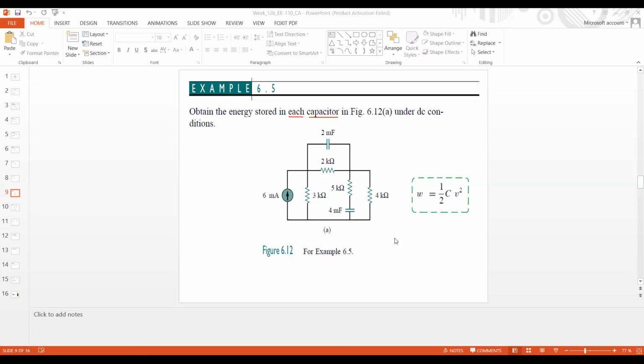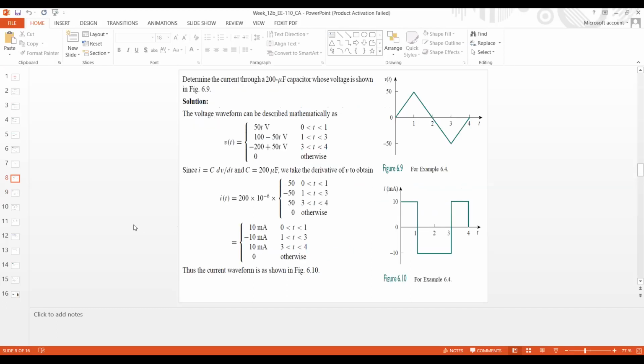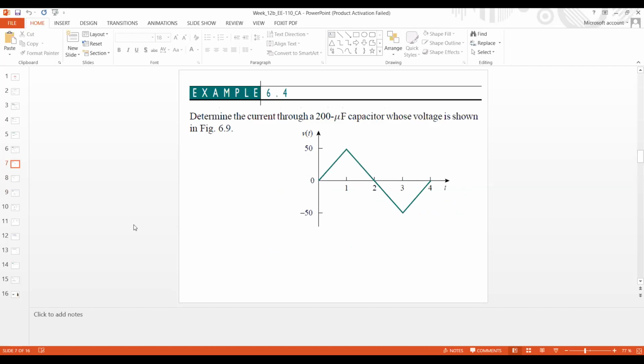So let's start today's lecture, in which we are going to complete the remaining part of chapter number 6. So far in chapter number 6, we have studied the construction and working of two famous energy storage elements, capacitors and inductors. Furthermore, we have derived the formula for the energy of a capacitor, and also the basic formulas of capacitor current and voltage.